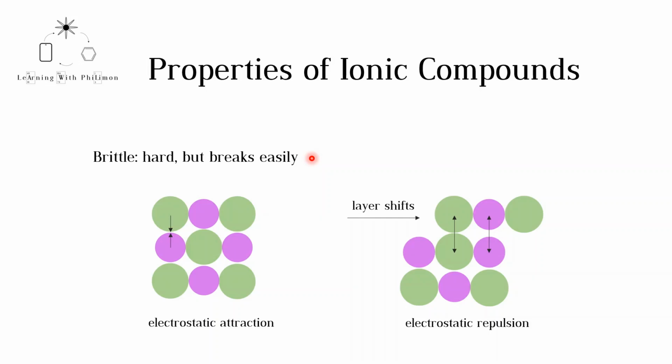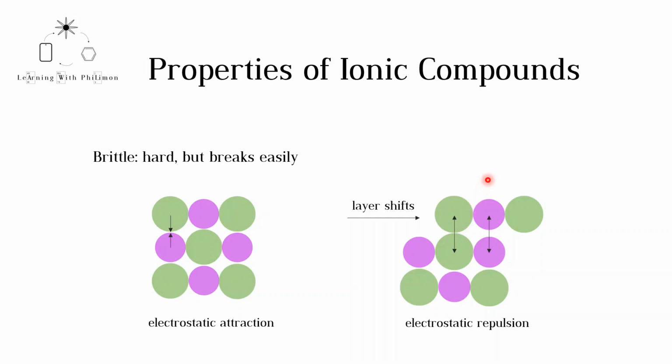Ionic compounds are brittle, which means that they are hard but break easily. In the ionic lattice, the layers are arranged so that anions are aligned with cations. There is an electrostatic attraction between the layers. However, if a pressure is applied, a layer can shift, as is seen here. Now the cation of this layer is aligned with the cation of the second layer. The anions are also aligned. Like charges repel, represented by the double-headed arrow, leading to this layer breaking off.